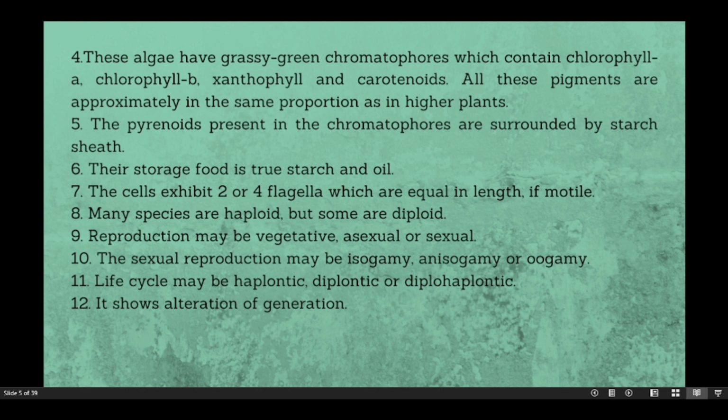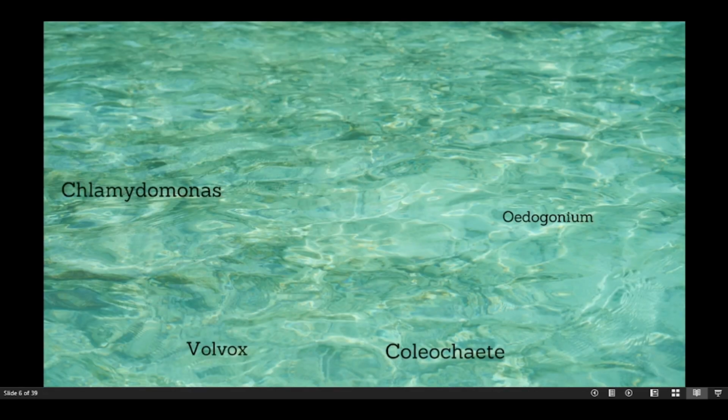The cells exhibit two or four flagella which are equal in length, if motile. Many species are haploid, but some are diploid. Reproduction may be vegetative, asexual, or sexual. The sexual may be isogamous, anisogamous, or oogamous type. Life cycle may be haplontic, diplontic, or diplohaplontic. It shows alternation of generation.